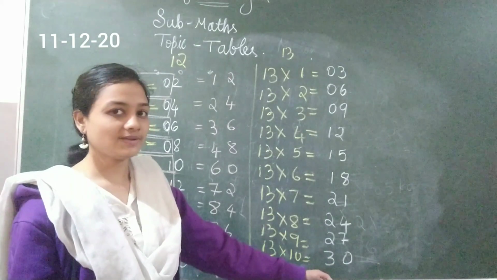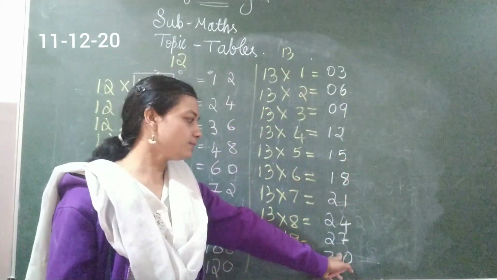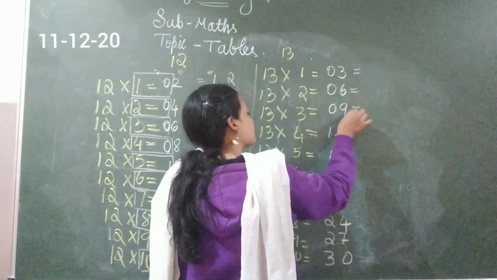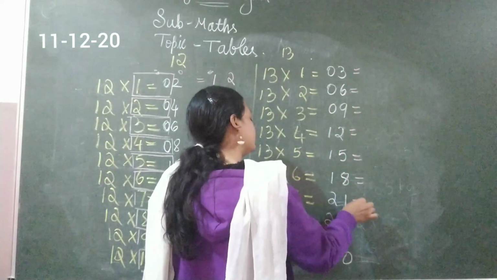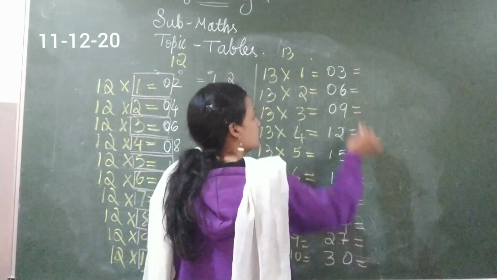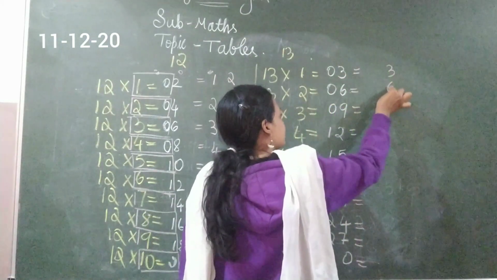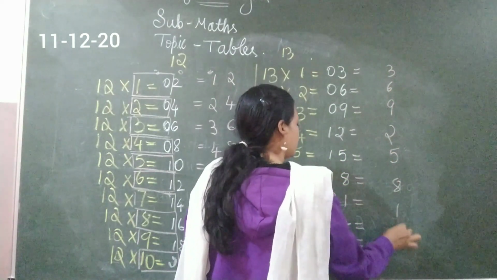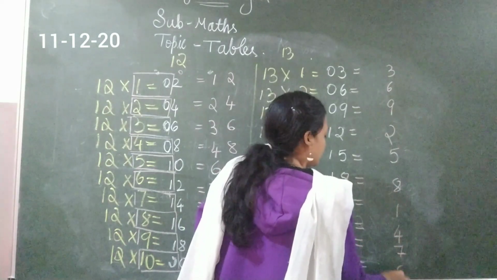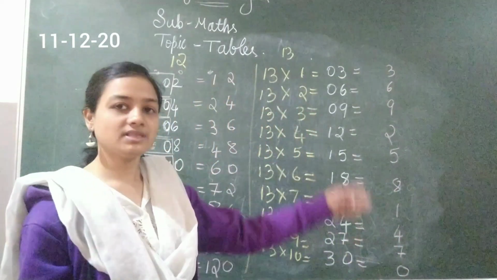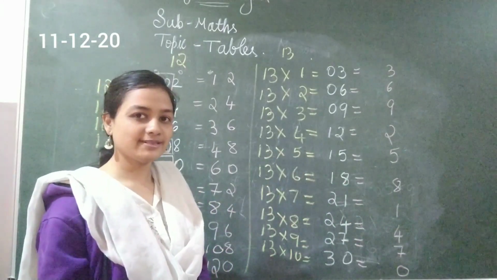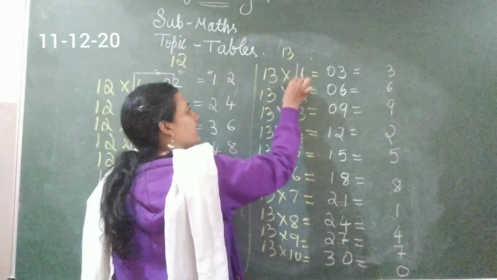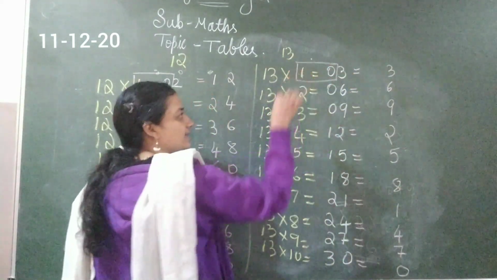Now, what is the first step we did? We have to take only the ones place and write it. So let us write the ones place. The ones place here is 3, 6, 9, 2, 5, 8, 1, 4, 7 and 0. So we have written the ones place. Now how do we find the tens place? We are going to add the two numbers: the number here and this tens place.